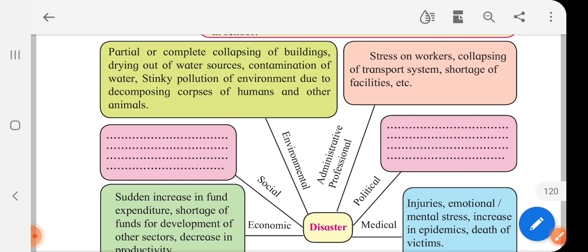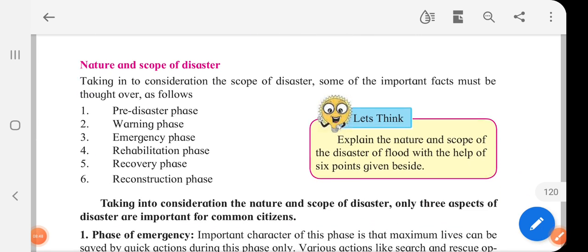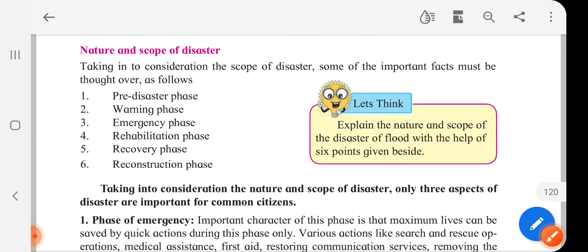Now this is a chart you are going to complete. Very important, you are supposed to complete this. Now, nature and scope of disaster.